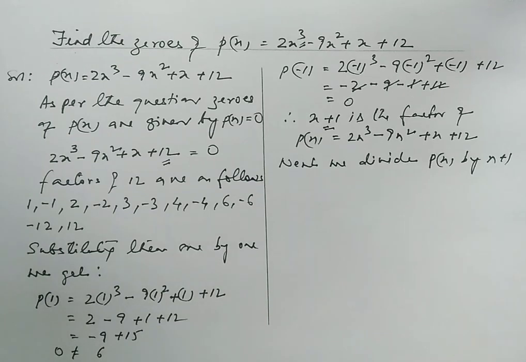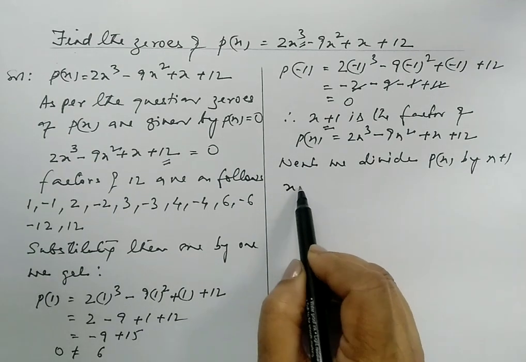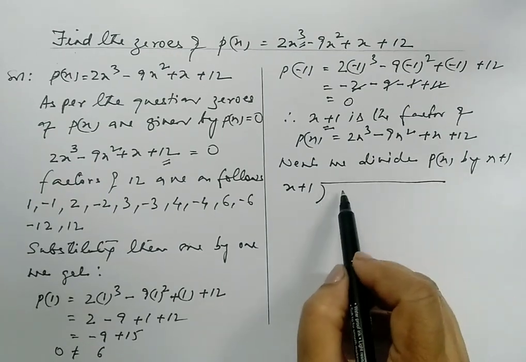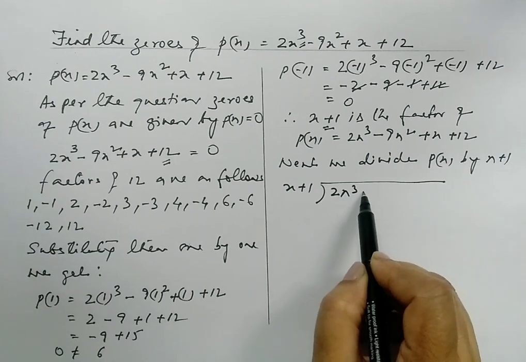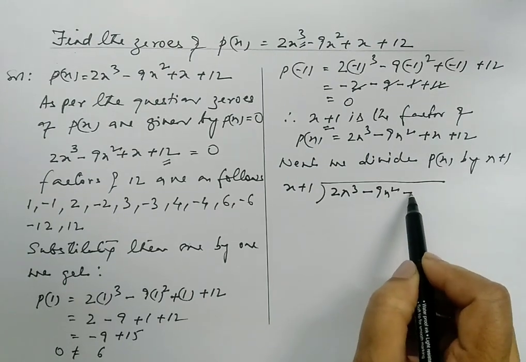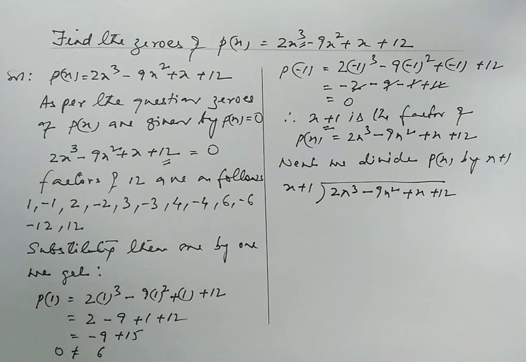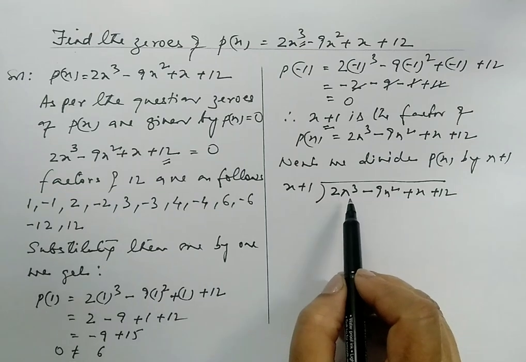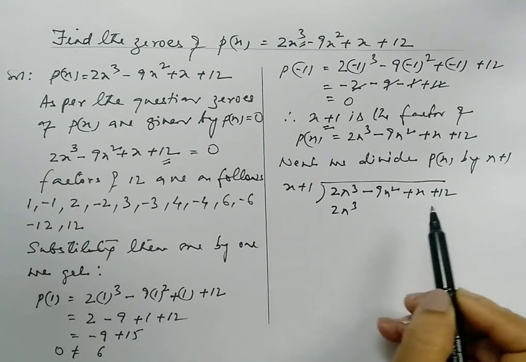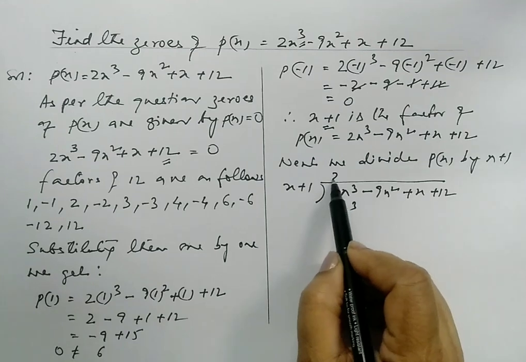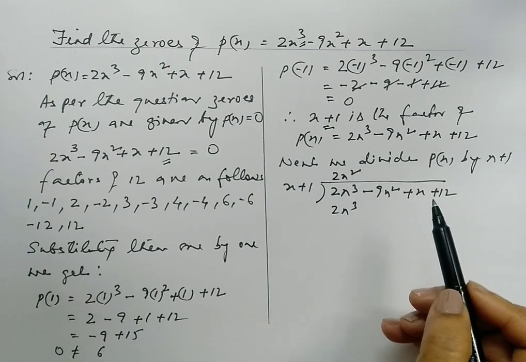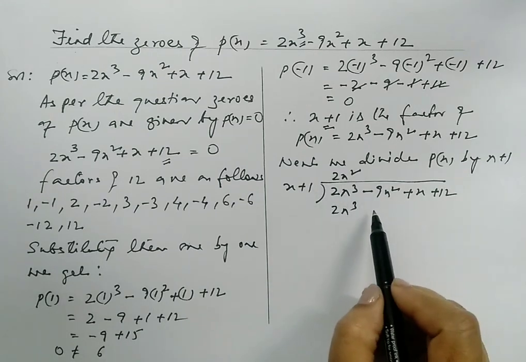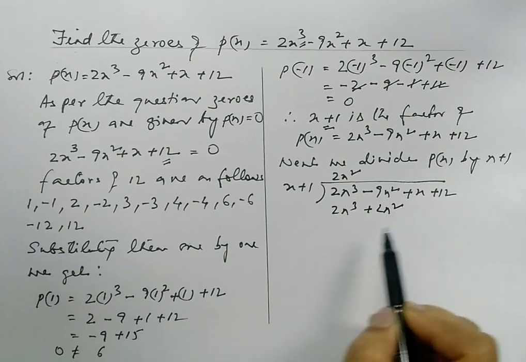All right, guys. Once you have understood, you won't find it difficult. So we have 2x cube minus 9x square plus x plus 12. So x multiplied by what will give me 2x cube? 2x square, isn't it? Next, we multiply this with this. We get a plus 2x square.